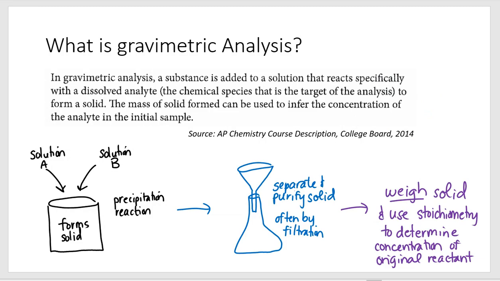Gravimetric analysis is one we have not done yet. A description of gravimetric analysis is you have two substances mixed together. It might be two solutions mixed together, like in a precipitation reaction, and you're going to form a solid in this reaction. Then we're going to collect that solid, purify it and weigh it, and use the mass data to do some stoichiometry to determine the concentration of the original reactant. Gravimetric, think gravity, has to do with weighing things. So you're going to make a solid and weigh it.